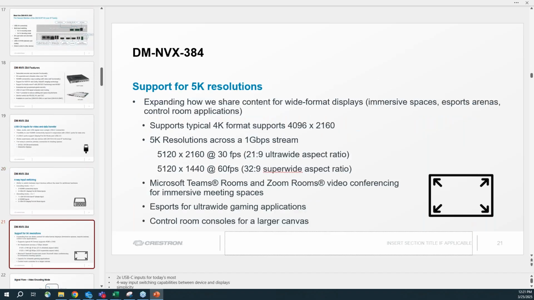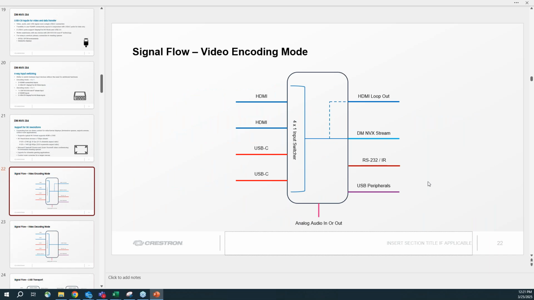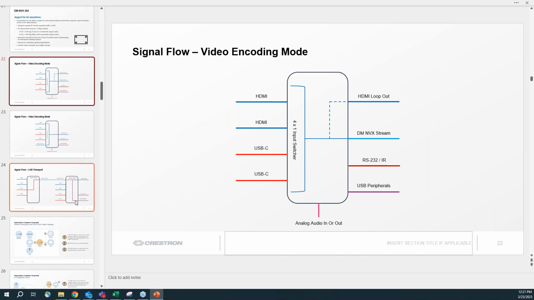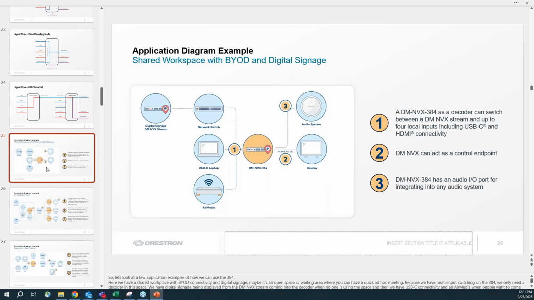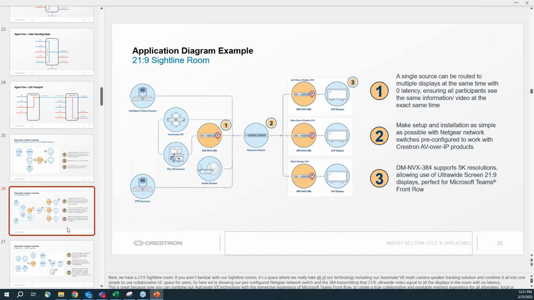I'm just going to jog through a lot of these slides because they can be very engineer heavy and dense. If you've got any questions at the end, we can certainly go back to those. But this is just an idea showing how an NVX 384 could work in an environment. A simple network switch configuration, a laptop, and a wireless presentation unit getting fed into the 384, then feeding an audio system and then feeding a display. So it can be as simple as that, or it can scale and start to grow.